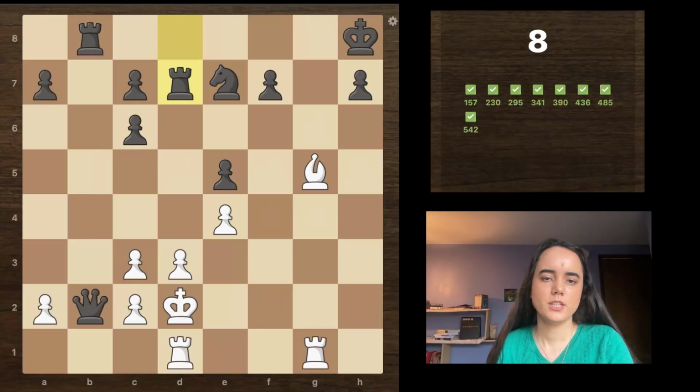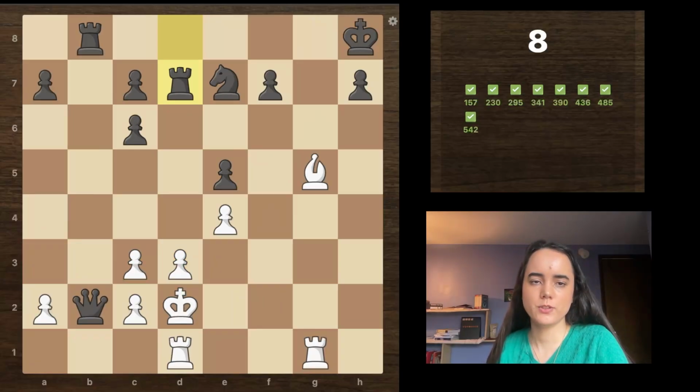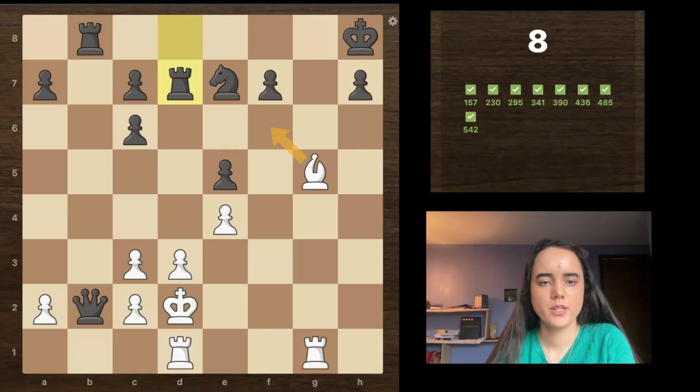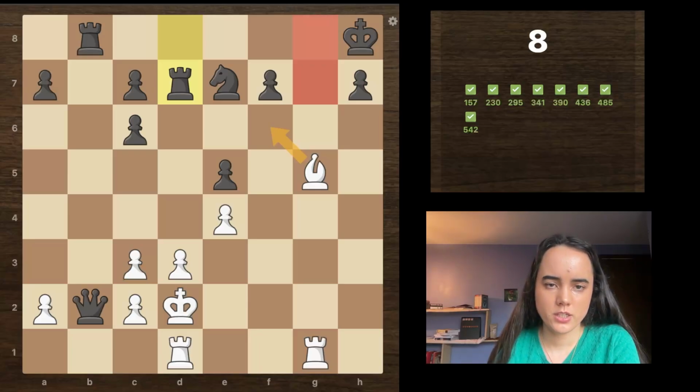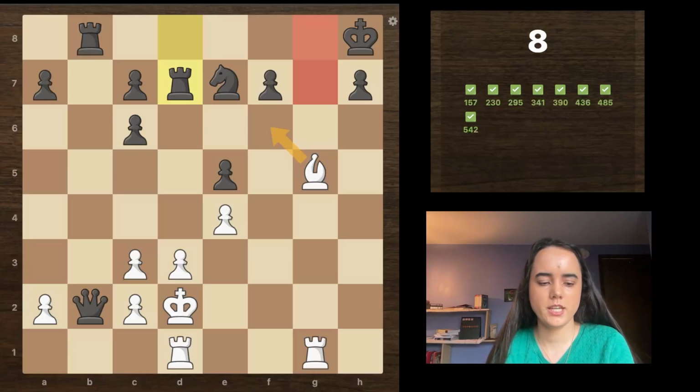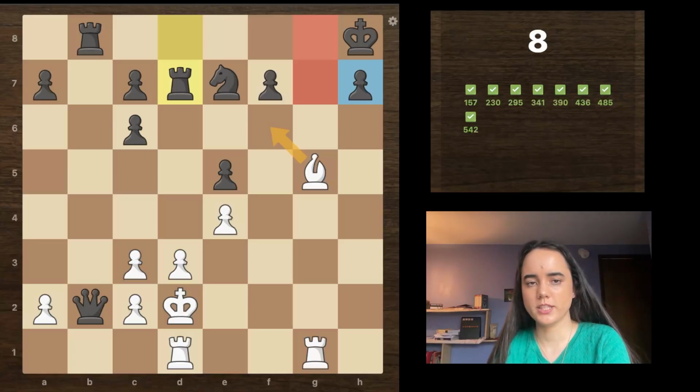Okay, let's look for the checks. Checks first. I've got this check. That looks like the only check. So can he take our piece? No. Can he block? No. Can he run away? Let's look at his options to run away. He can't go here or here because of the rook. And he can't go here because his pawn is there. So it looks like he has no option, and that looks like a checkmate.